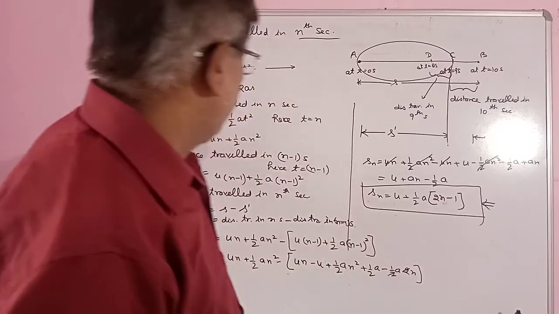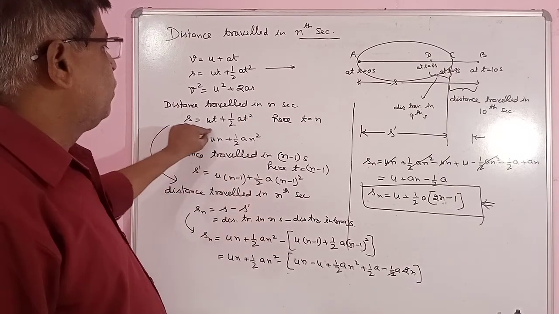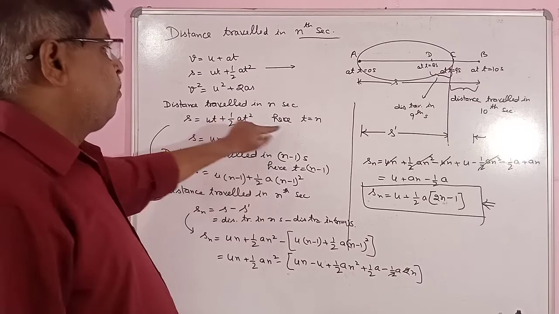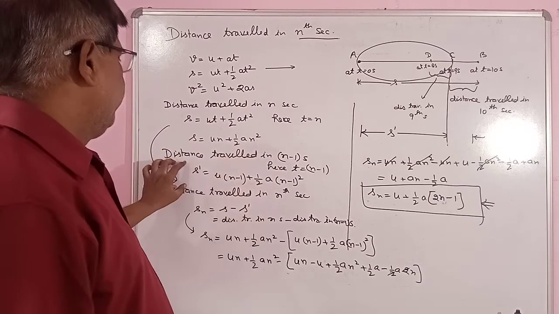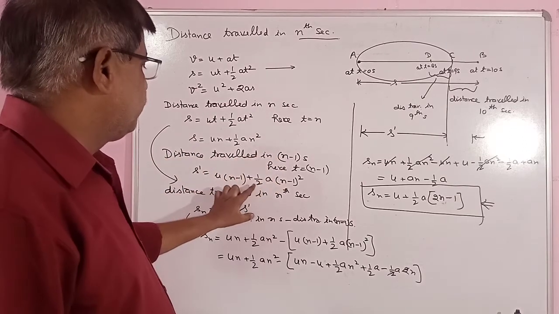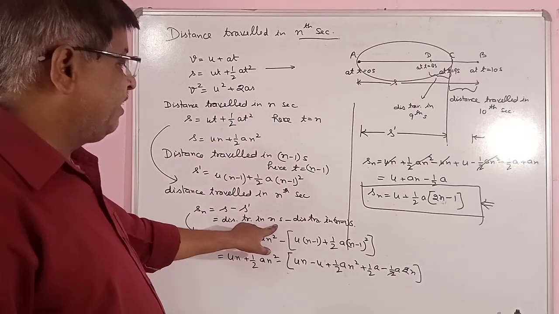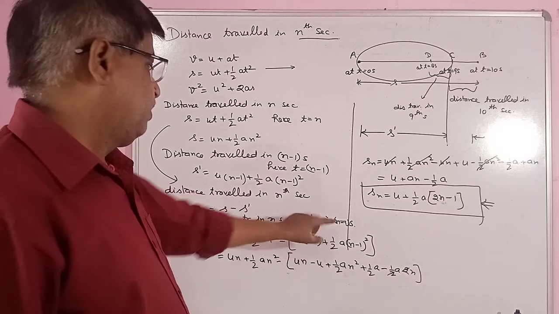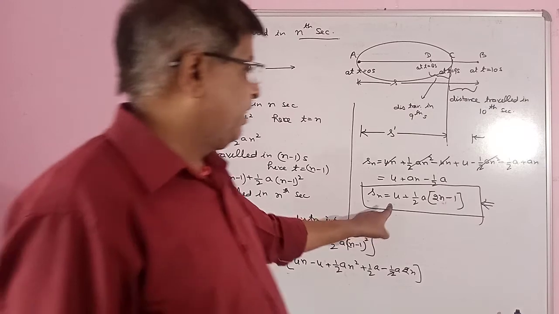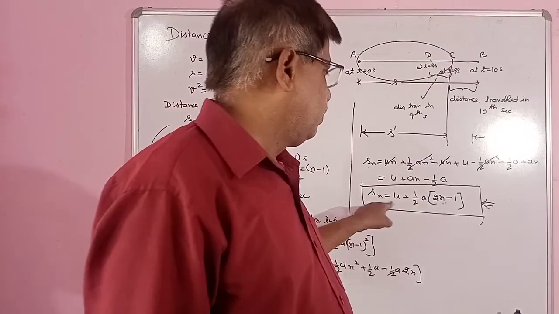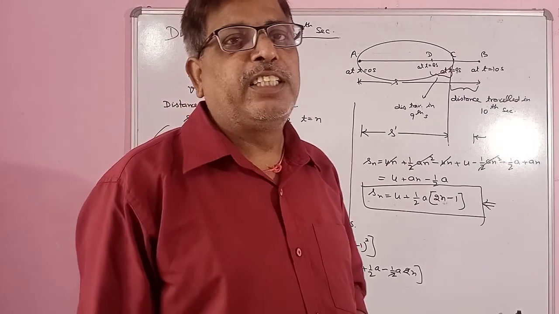So what have we done here? We write the equation s equal to ut plus half at square. Put t equal to n, which means this is the distance traveled in n seconds. Next, distance traveled in n minus 1 seconds, and when we subtract the distance traveled in n minus 1 from the total distance traveled in n seconds, we get the distance traveled in the nth second. So on subtracting, we get Sn equal to u plus half a into 2n minus 1. This is our desired equation.